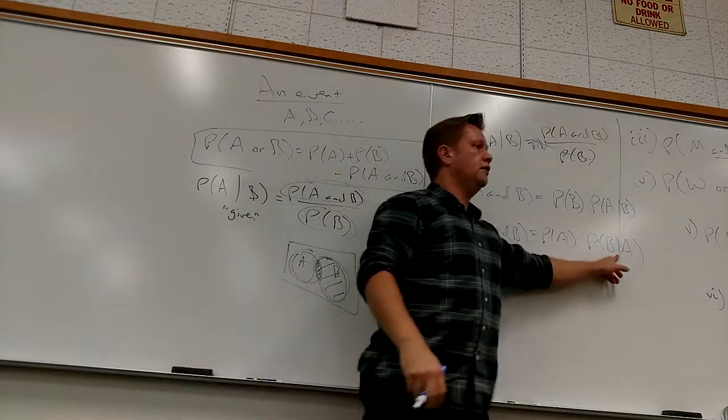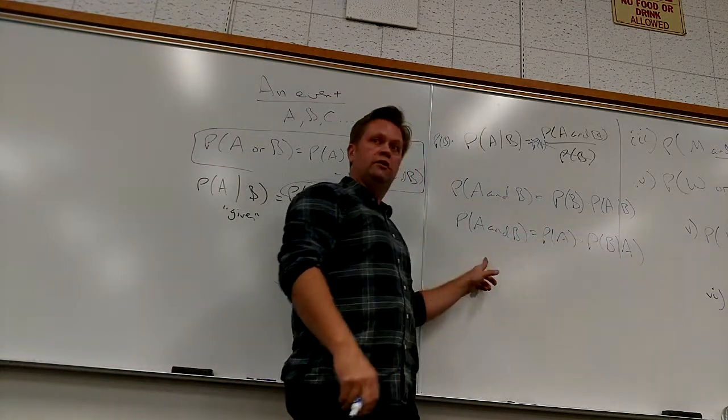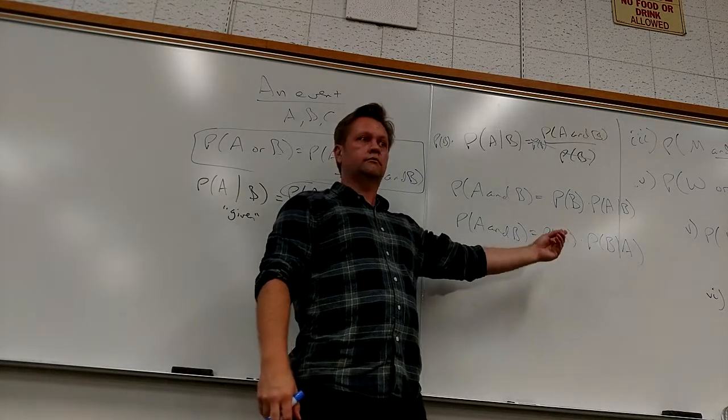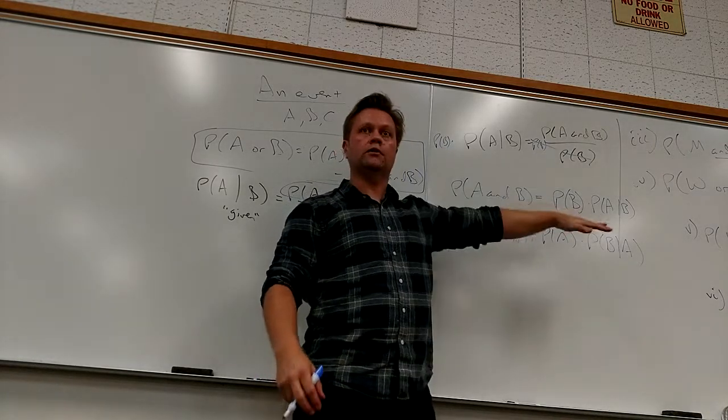Because what's the probability of B given A? It's the probability of A and B divided by the probability of A. So either one of those ways of looking at it works.